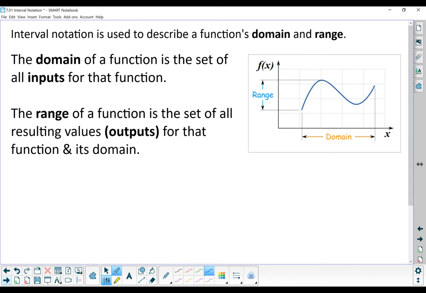So the domain of a function is the set of all the inputs for that function. So the domain, if we're looking at a graph, we would look and focus on the x-axis to figure out the domain of a graph. The range of a function is the set of all resulting values or outputs for that function and its domain. So the range is the y values. So if we are looking for the range of a function, we're going to focus on the y-axis.